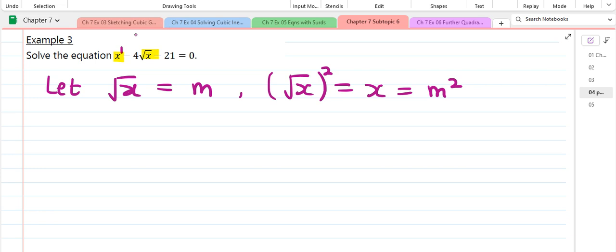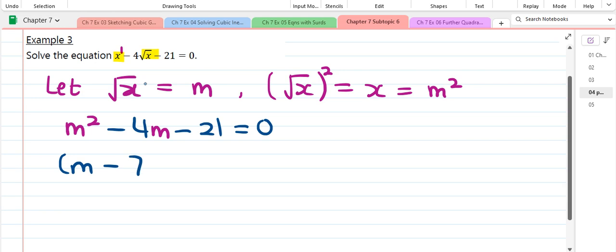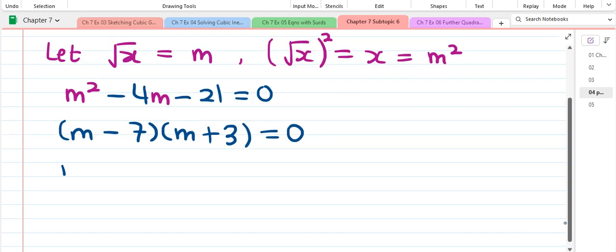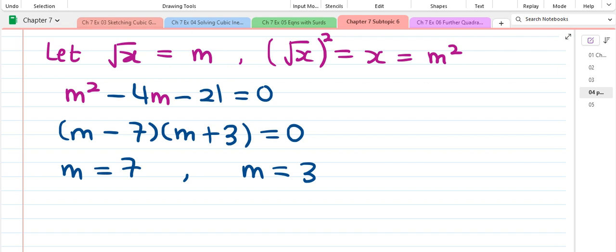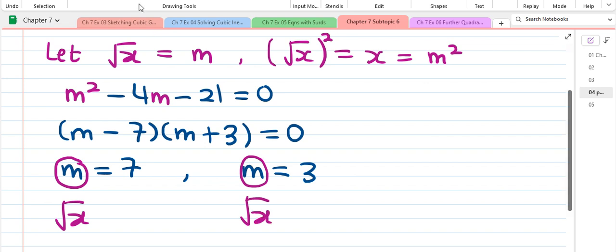So over here, your new equation will be m squared minus 4m minus 21 equals to 0. So this one can be factorized. M minus 7 and then m plus 3 equals to 0, which will give you m equals to 7 and m equals to negative 3. So this one, m must be replaced back with square root of x, because this is your real solution for this question.